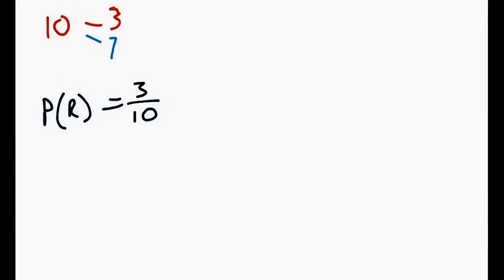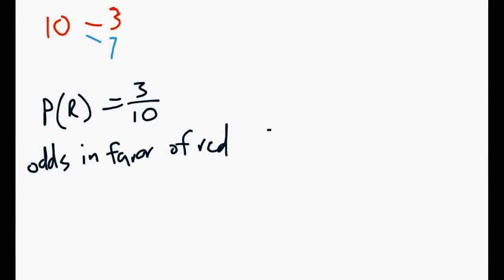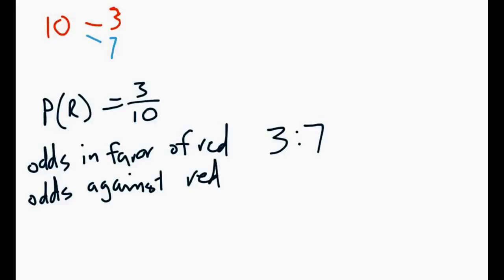So let's do, what's the probability you get a red? So the probability of a red, you've got 3 reds out of 10 total. Okay, what are the odds you get a red? So odds in favor of getting a red would be, we've got 3 reds that we want and 7 blues that we don't want. Okay, odds against a red would be just the opposite. We have 7 non-reds and then 3 that are reds.